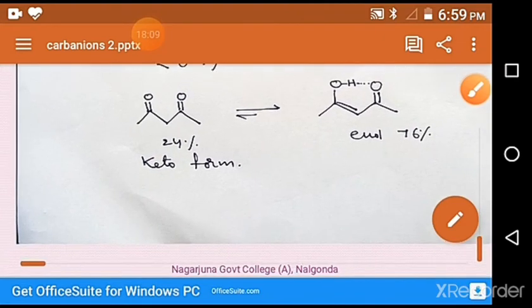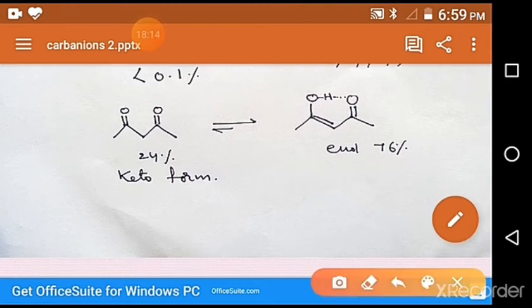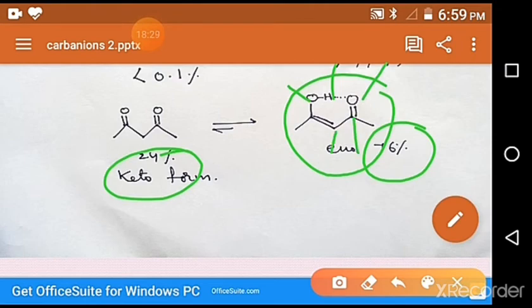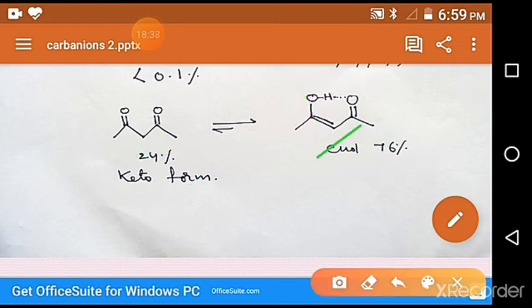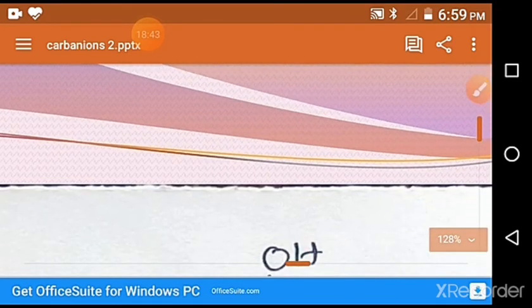Coming to the acetylacetone we just discussed. In acetylacetone, the keto form is only 24%, whereas the enol form is 76%. Why is this? Because the enol is forming a 6-membered ring. You see, 1, 2, 3, 4, 5, 6. A 6-membered ring is there, with a hydrogen bond between the groups. Okay.